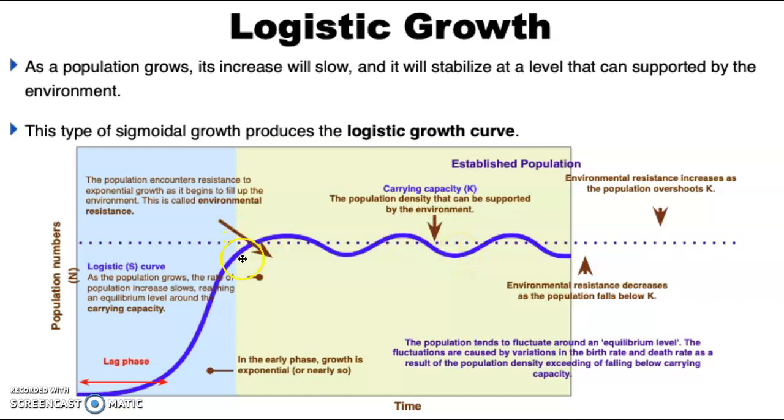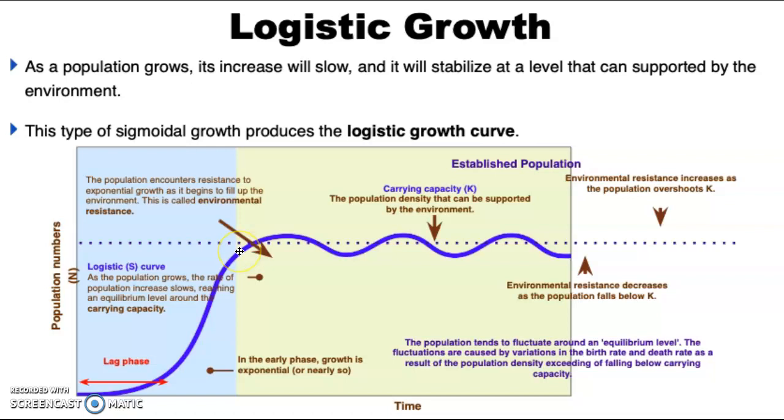So you have what we call the S curve, which is this logistic curve here. And the average of this curve is the carrying capacity. And we represent that with the letter K. So that's the average number of organisms that this environment can support.